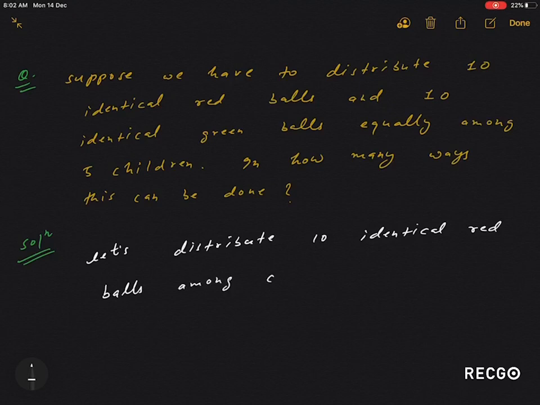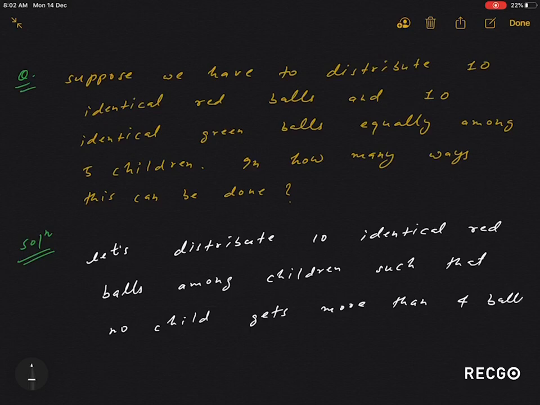So I am going to distribute the 10 identical red balls among 5 children, such that no child is getting more than 4 balls. Suppose that the ith child is getting xi number of balls, right? So suppose the first child is getting x1 number of balls, the second child is getting x2 number of balls, and so on.